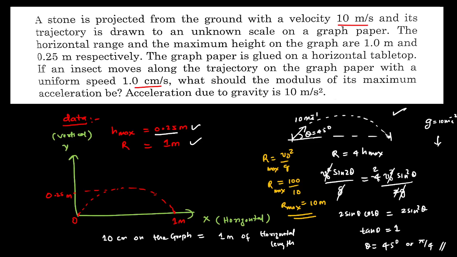We know what the scaling is also. Along horizontal and vertical, we are using 10 centimeters on the graph paper as 1 meter of the given data or experimental data. So knowing this, the story goes like this: an insect will start moving on this particular trajectory. It is given that it is moving at 1 centimeter per second. Just imagine this, an insect is running on this trajectory covering 1 centimeter per second.